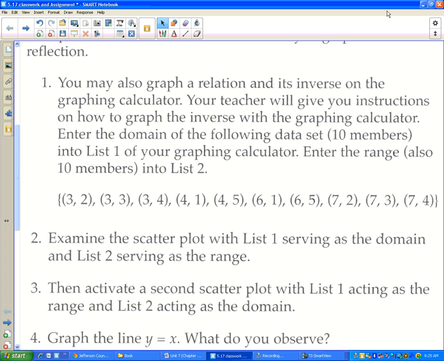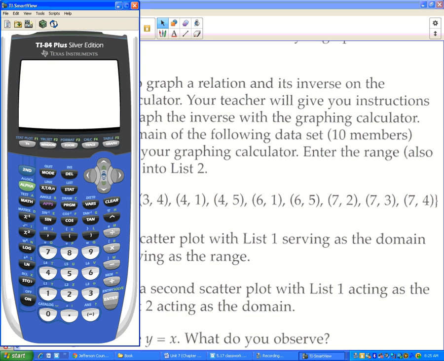So the first thing it's asking us to do is enter the domain into my calculator. So I want to hit stat, go to 1 for edit. Of these, which is my domain, my x's or my y's? My x's. So my x's are 3, 3, 3, 4, 4, 6, 6, 7, 7, 7.